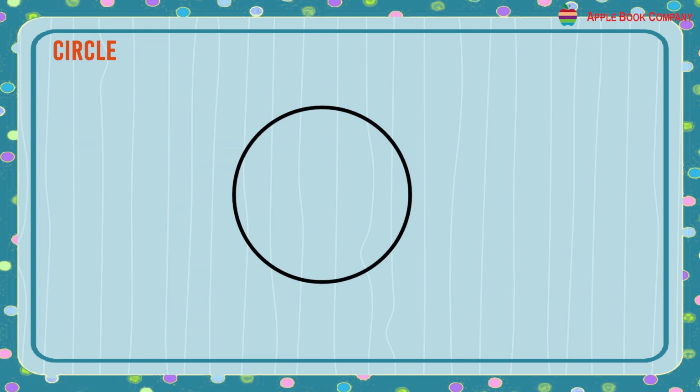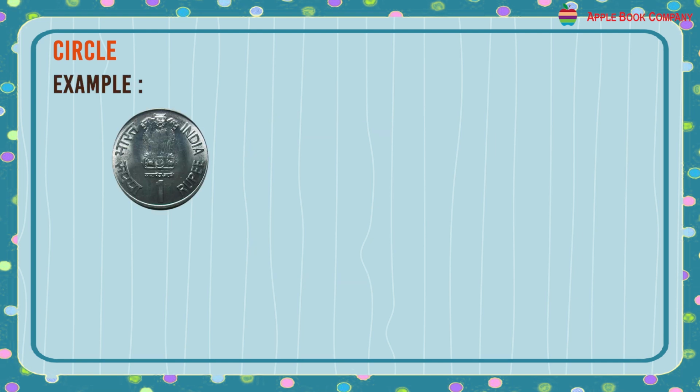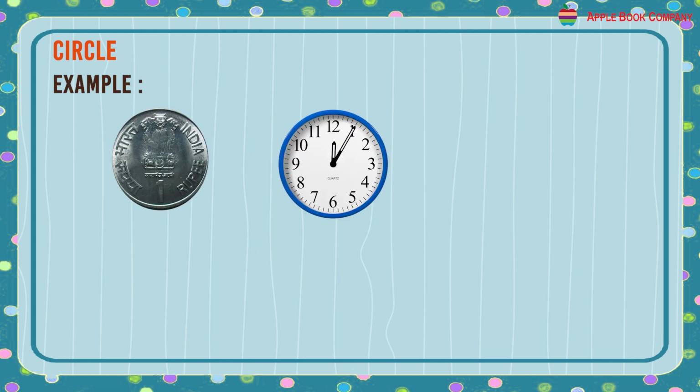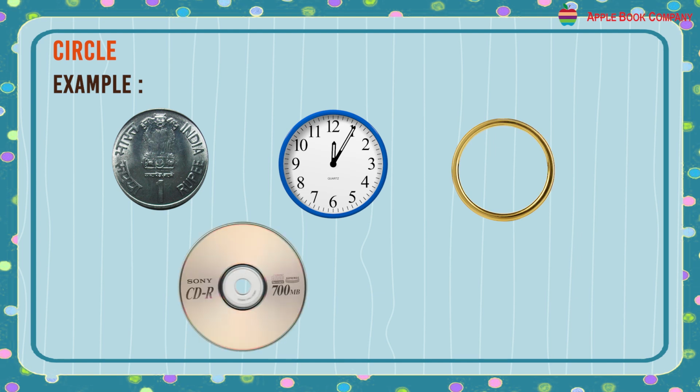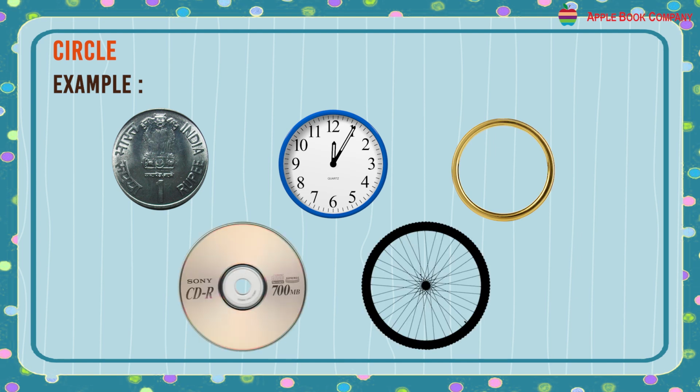Circle. A circle is a closed figure. Every point on it is at equal distance from a fixed point. The fixed point is its center. A circle is a curve and not a line segment, so it has no sides and no vertex. For example, a 1 rupee coin, dial of a clock, bangles, discs, wheel, etc.